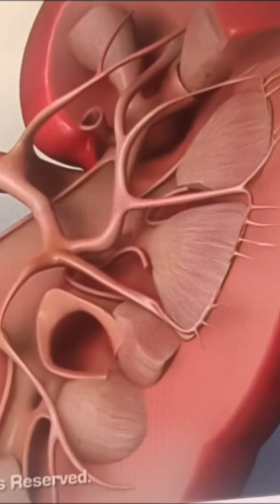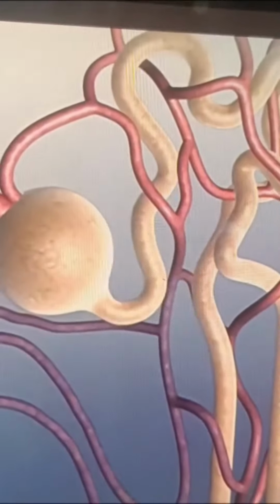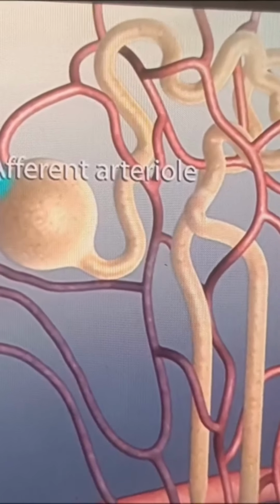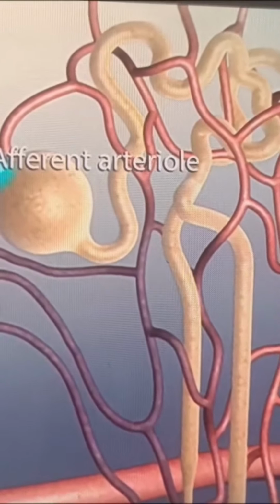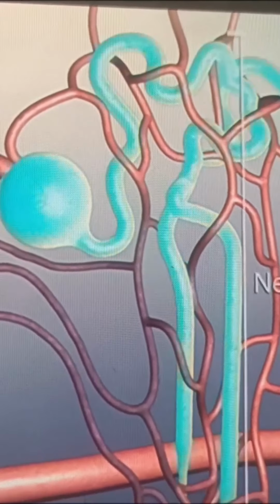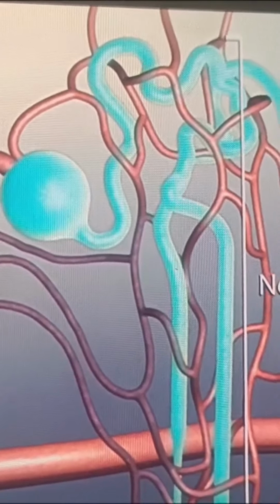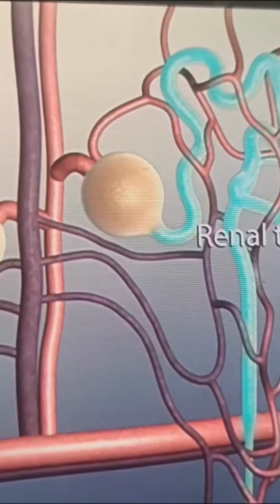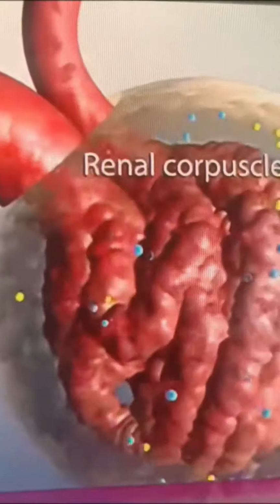The smallest branches of the renal artery, called afferent arterioles, supply the excretory components of the kidney, called nephrons. Each nephron consists of a renal corpuscle and a renal tubule. The first step of urine production, called glomerular filtration, occurs in the renal corpuscles.